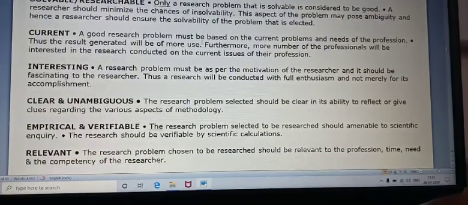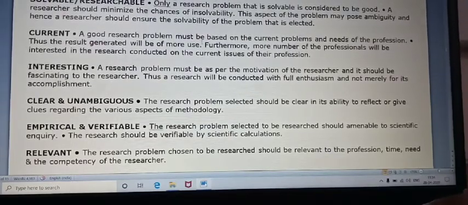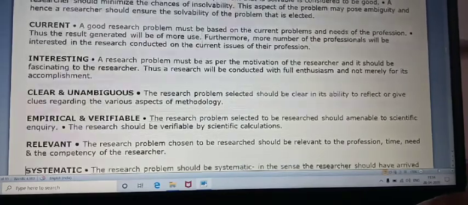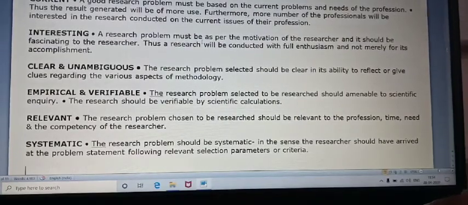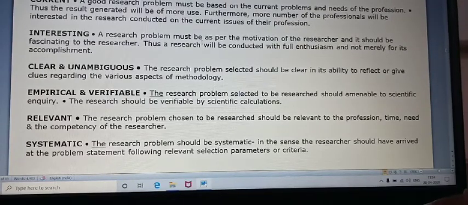Okay, and the next one is, it should be current research. You cannot research about smallpox or ancient diseases, because those diseases are not available today. For example, if you do research on coronavirus, then people will be very happy because it is a current disease. So that is very important. You have to do research based on current needs and current problems, not past problems. Okay, then your research problem should be interesting. There are some research that is boring, so you should do research in an interesting manner which will motivate the researcher.